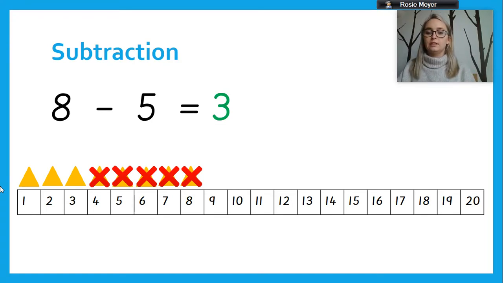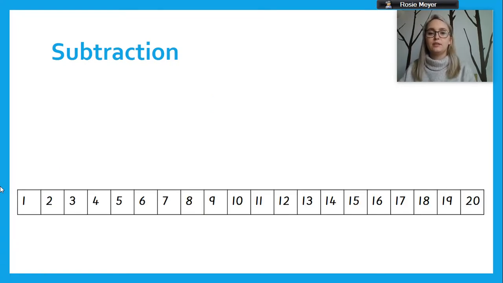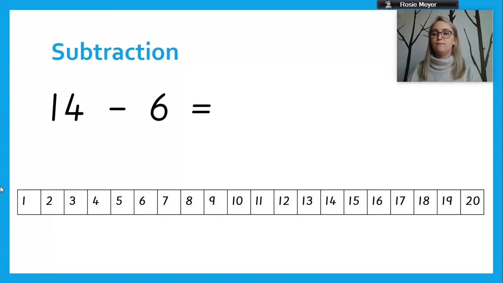Fantastic. We're going to start now with a bit of a bigger number. So we're going to move on now and you can start thinking about your next one. So on your piece of paper, we're going to move down and look at your next number sentence. So our next number sentence is going to be 14 subtract 6.